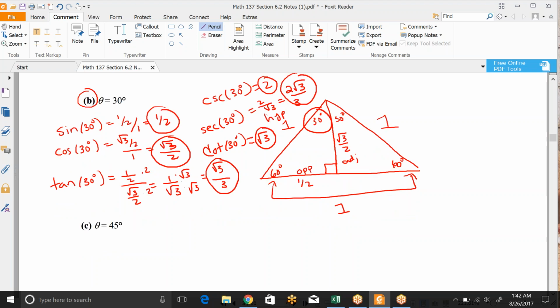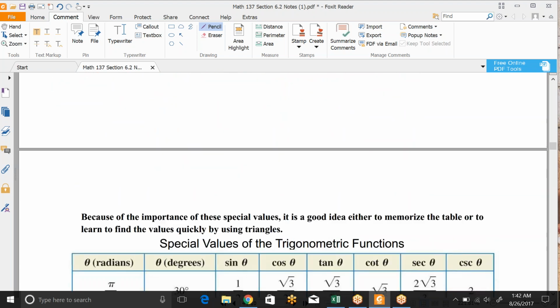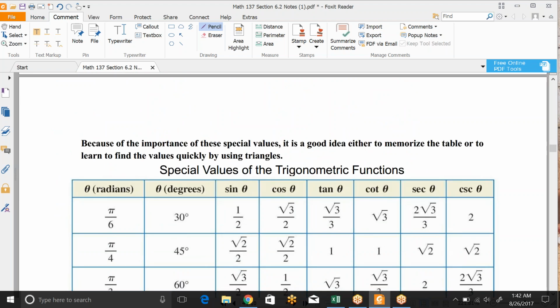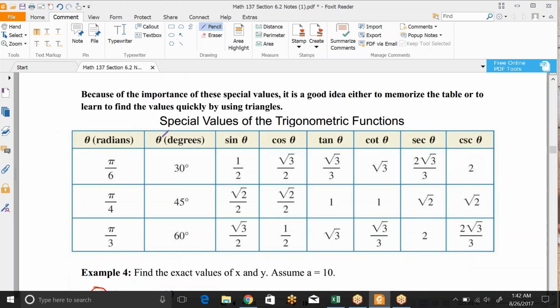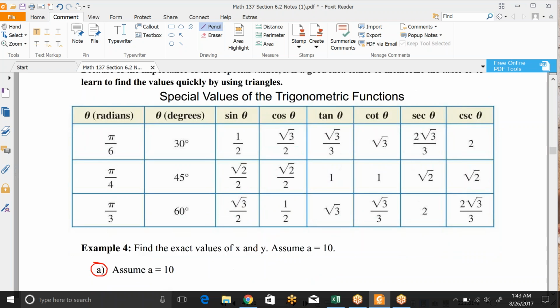Now, the most important of those are sine, cosine, and tangent. If you look at this chart right here, it tells you the special values of the trig functions. They also give you the radian measure that matches this. So 30 degrees is pi over 6, 45 degrees is pi over 4, and 60 degrees is pi over 3. Notice that the sine and cosine of pi over 6 and pi over 3, or 30 and 60, are just flip-flopping because they come from the same triangle. You're just referencing a different angle. But notice that sine and cosine are exactly the same in a 45, 45, 90.